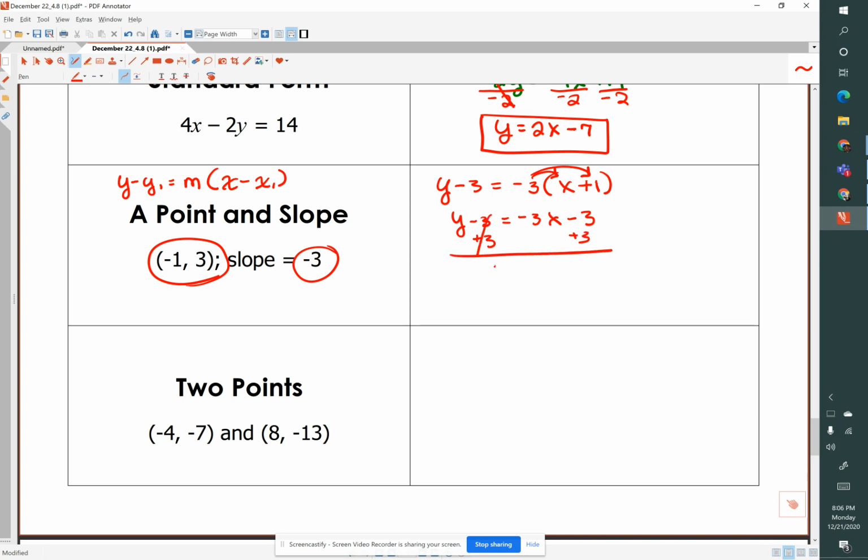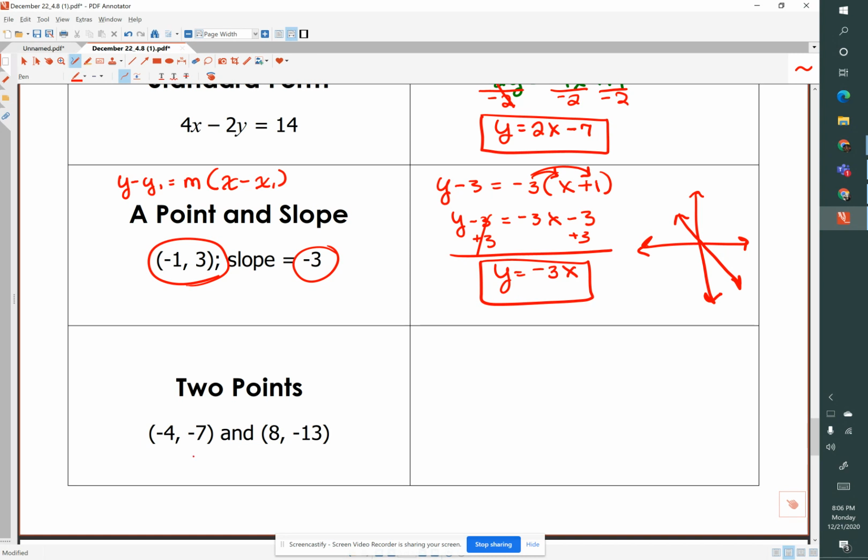And we end up with y equals -3x. Now, we do not write plus 0, okay? We don't do that. I'm taking that away. This is still slope-intercept form, but this is a graph that will go through the origin. So this graph will go, we know it's a negative slope, this graph will go through the origin just like that.